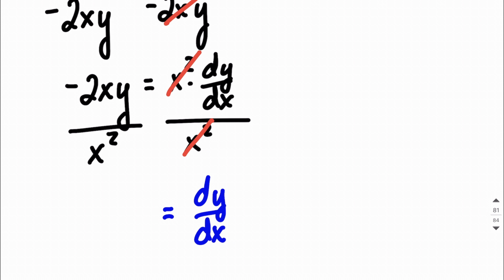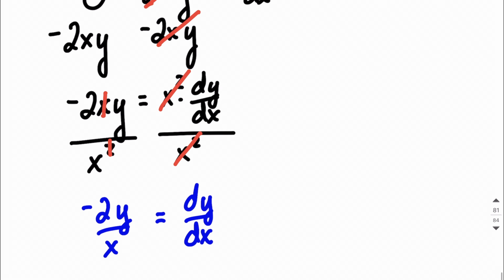Now the left-hand side, we can do a little bit of simplifying here if we want to. Because everything's connected with multiplication in the numerator, we have one factor of x, so we can eliminate one of these copies of x from the denominator. So what remains is going to be negative 2y over x. So we're almost done. We've isolated the dy/dx. We have our derivative with respect to x on this function.